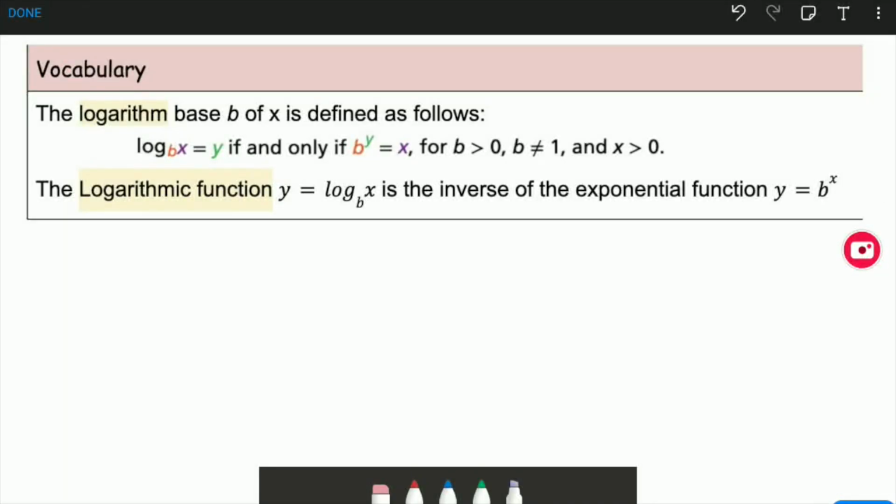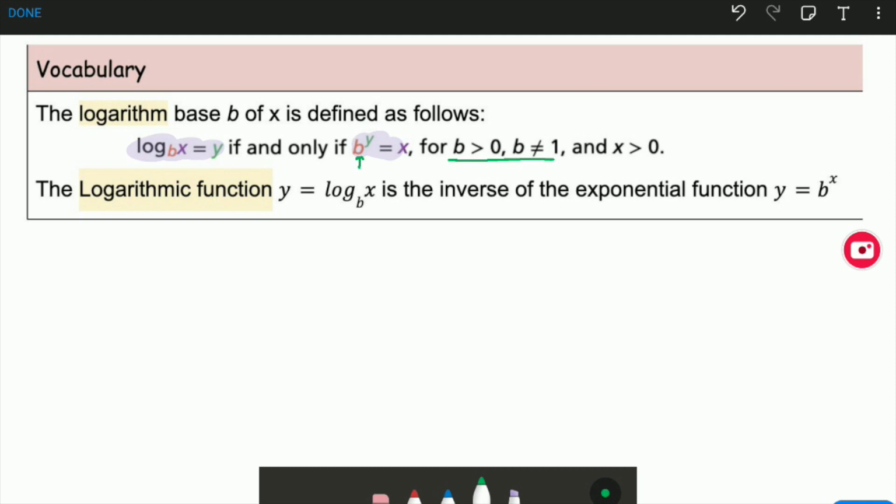Okay, so the logarithm of base b of x is defined as follows. If we have log base b of x equal to y, that's if and only if b to the power of y is x, with the conditions that b is greater than 0 and not equal to 1. Those were the conditions for exponential functions, because it wouldn't be a function if it had some of those properties, and it wouldn't be very interesting to explore.